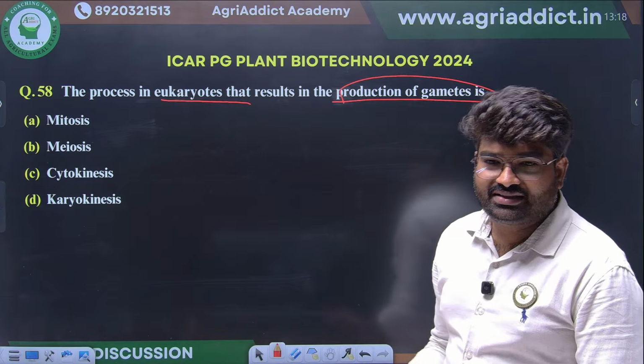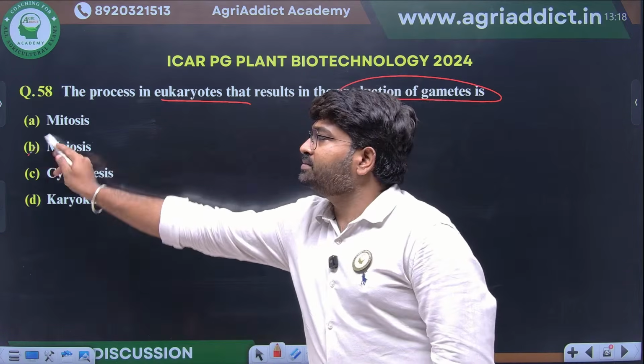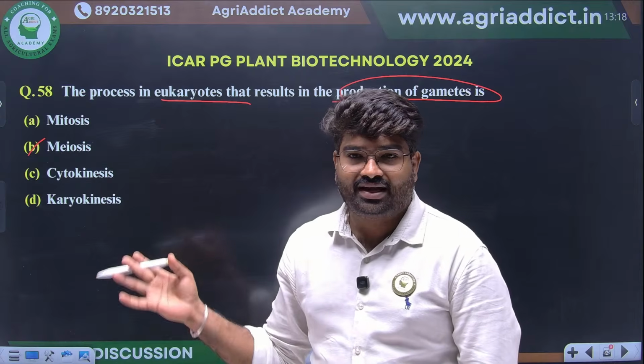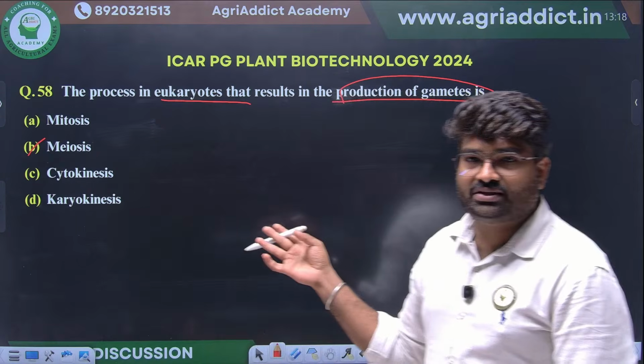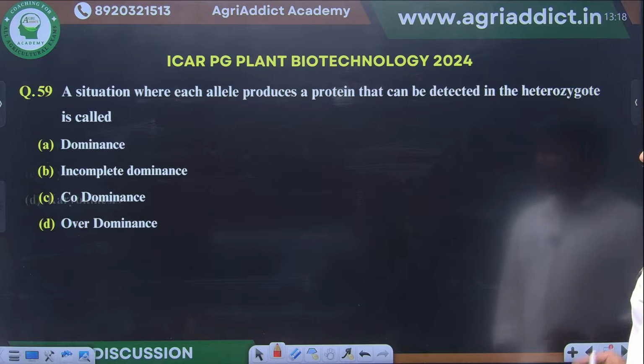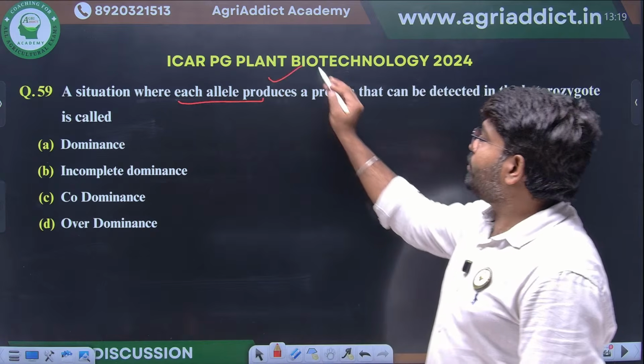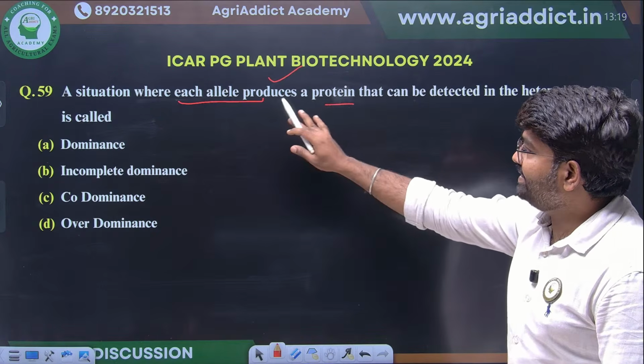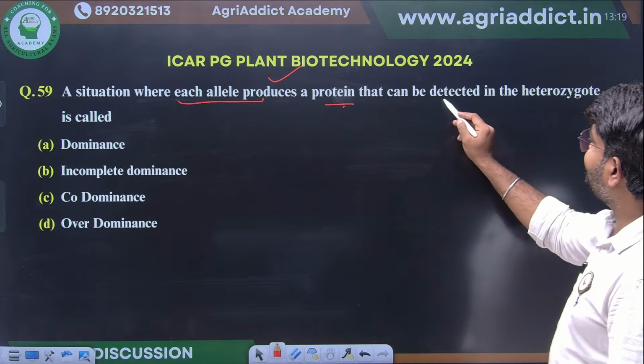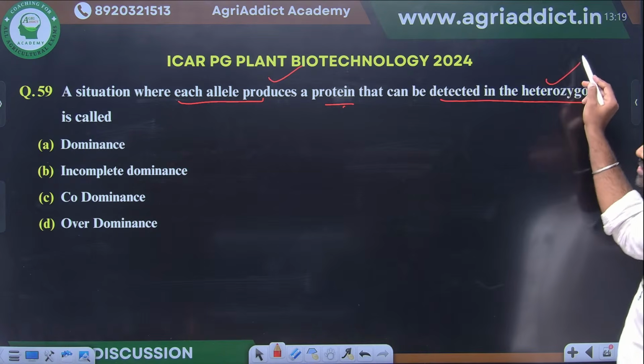Next question. The process in eukaryotes that results in production of gametes. Gamete production, this is a simple question: meiosis, not cell cycle. This is a direct question. I know you will solve this one. Take meiosis. Next, the situation where each allele is producing a protein that can be detected in heterozygotes.